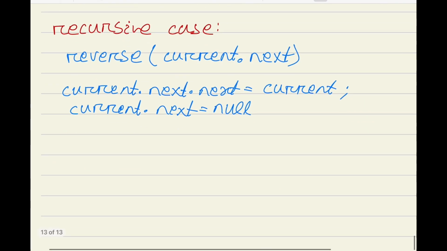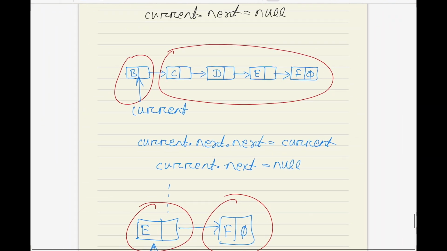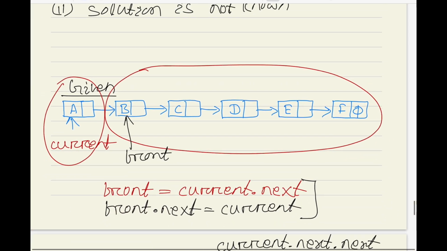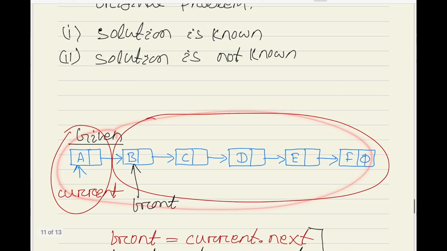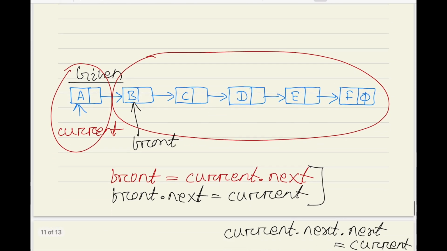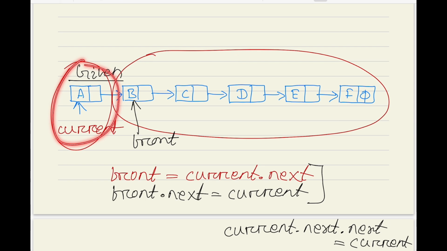Now another thing, here you can observe, this is our first figure. This is the original problem, and here we are dividing the original problem into two parts: one where the solution is known, another where the solution is not known. After the reverse operation, this A will be the last node. So who will be the first node? The first node will be F.